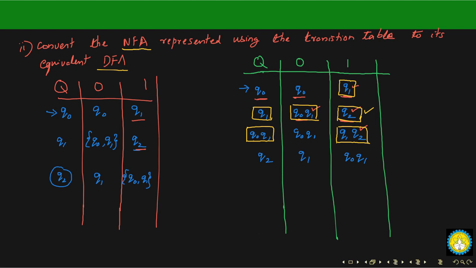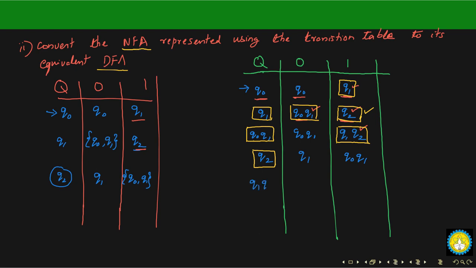So I'm going to write the transitions of Q2. While writing the transitions of Q2, again I got a state, but that's okay. It's not a new state. It's something which we have already seen. Q0, Q1 is something which we have already seen. Now we are pending with writing the transitions of Q1, Q2. So let's write the transitions of Q1, Q2.